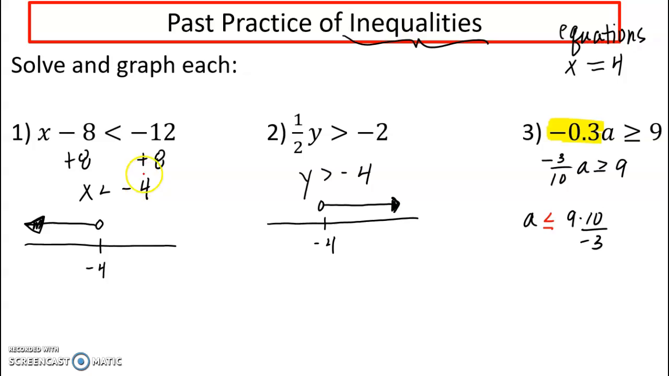So notice here, on the right-hand side of these equations were negative numbers, but it doesn't matter what the answer is, it's all about the operation. So when I multiply or divide an inequality by a negative, I have to change the direction of the inequality. All right, so this gives me a is less than or equal to -30. Your graphs, I just need to see the number, open circle or closed circle, and the direction that you're shading. These do not need to be fancy graphs.